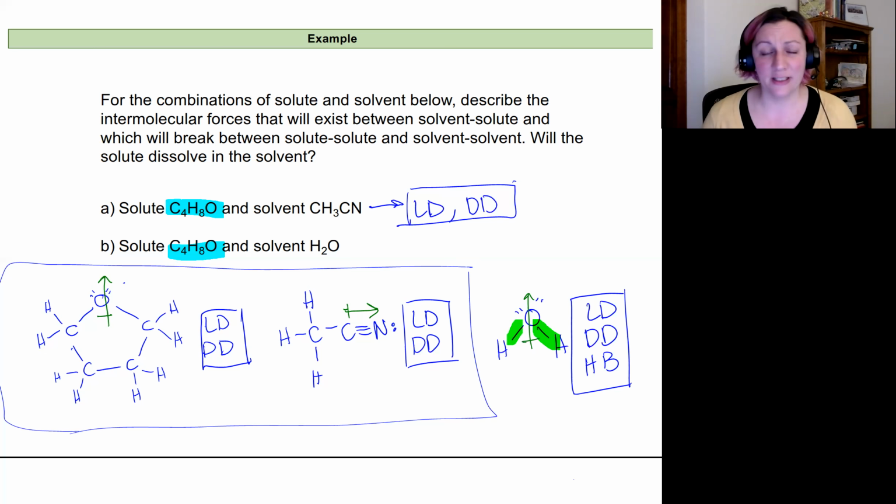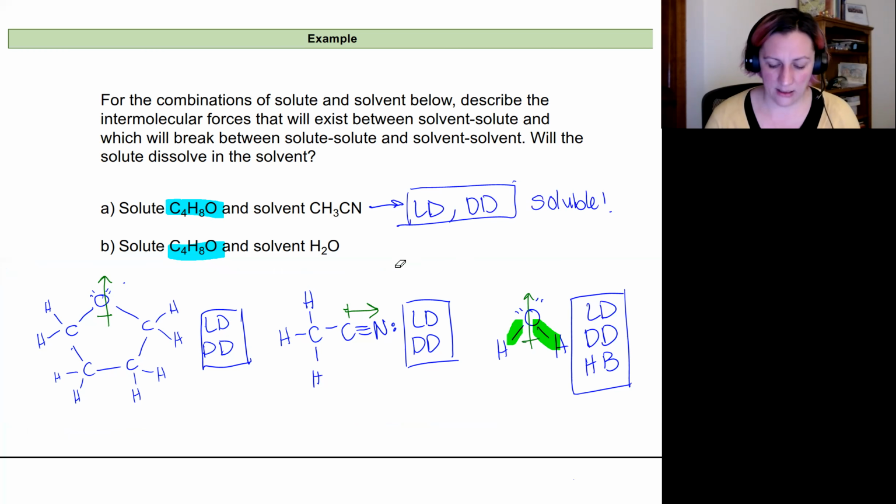They're relatively the same size molecules, so we can assume that while their London dispersion forces aren't exactly the same, they won't be too different. So we can say that this will definitely be a soluble mixture, that our THF as a solute will easily dissolve in our acetonitrile as a solvent. In fact, later on when we talk about ideal solutions, this might be an example of something that's close to ideal.